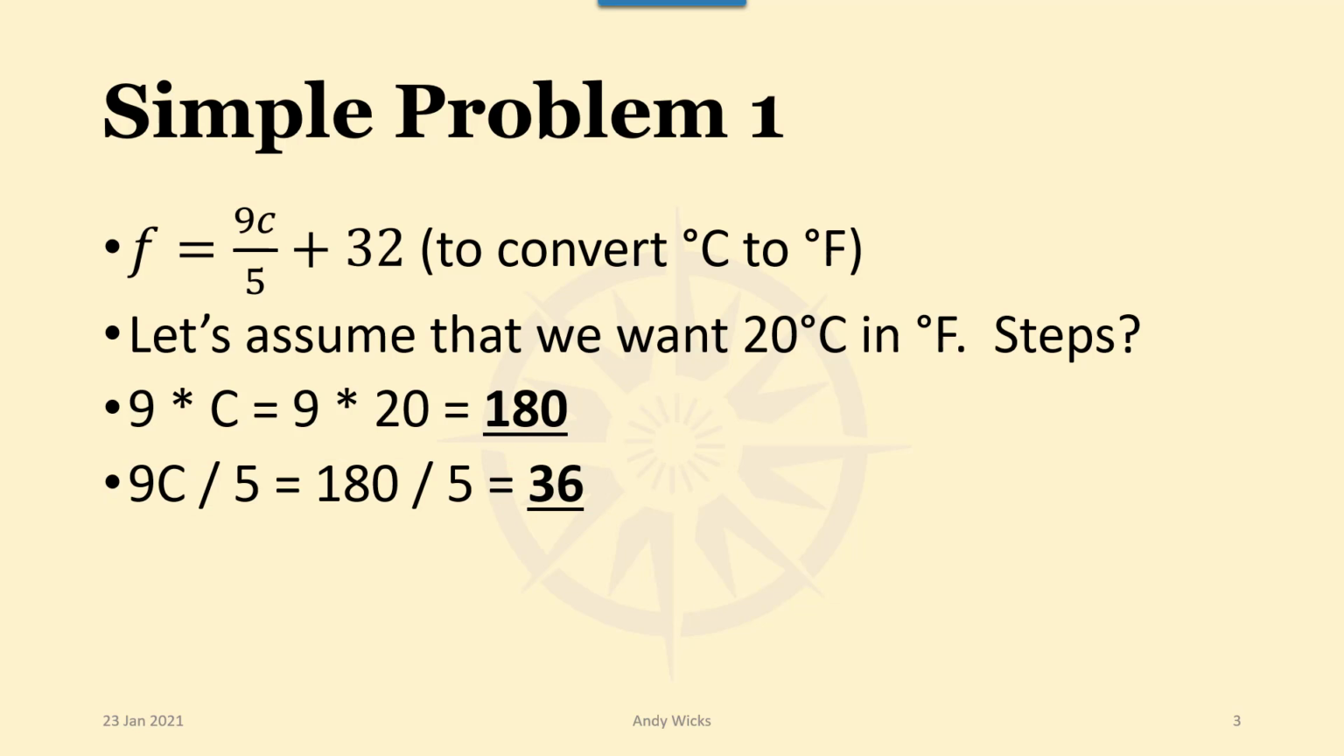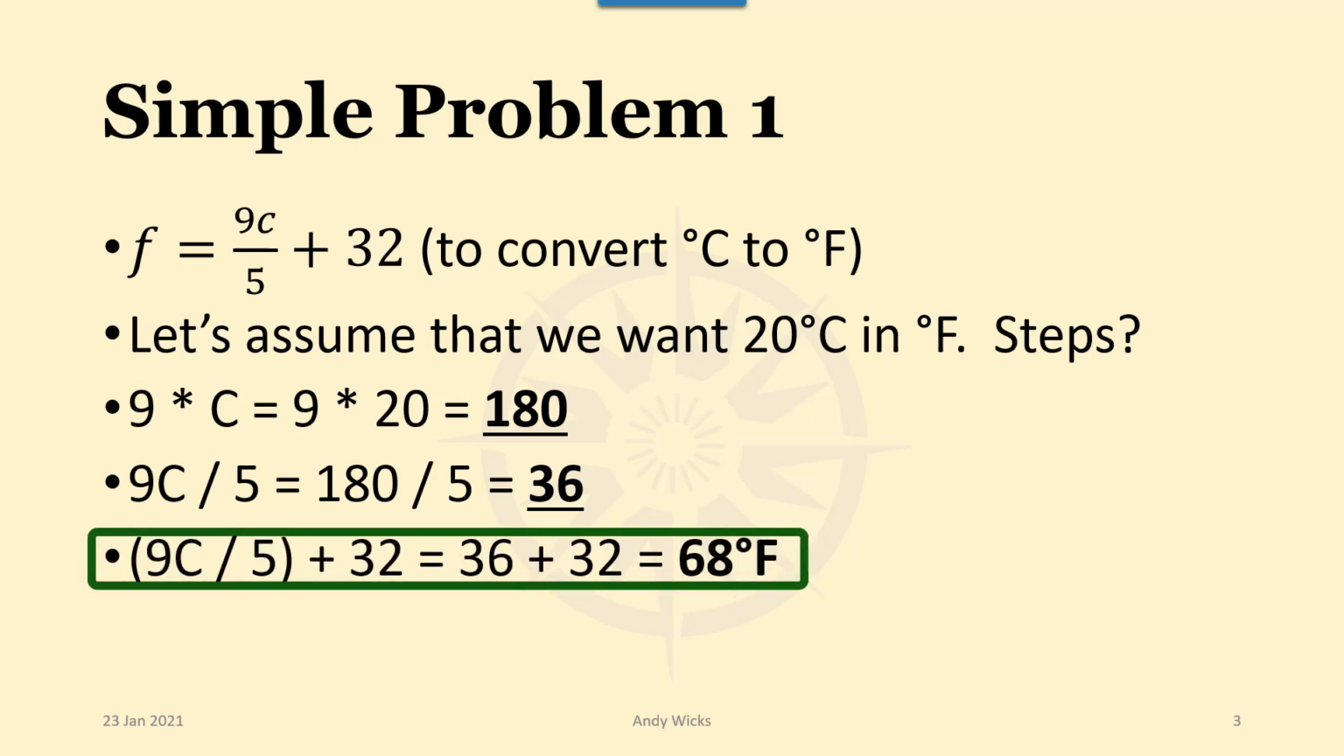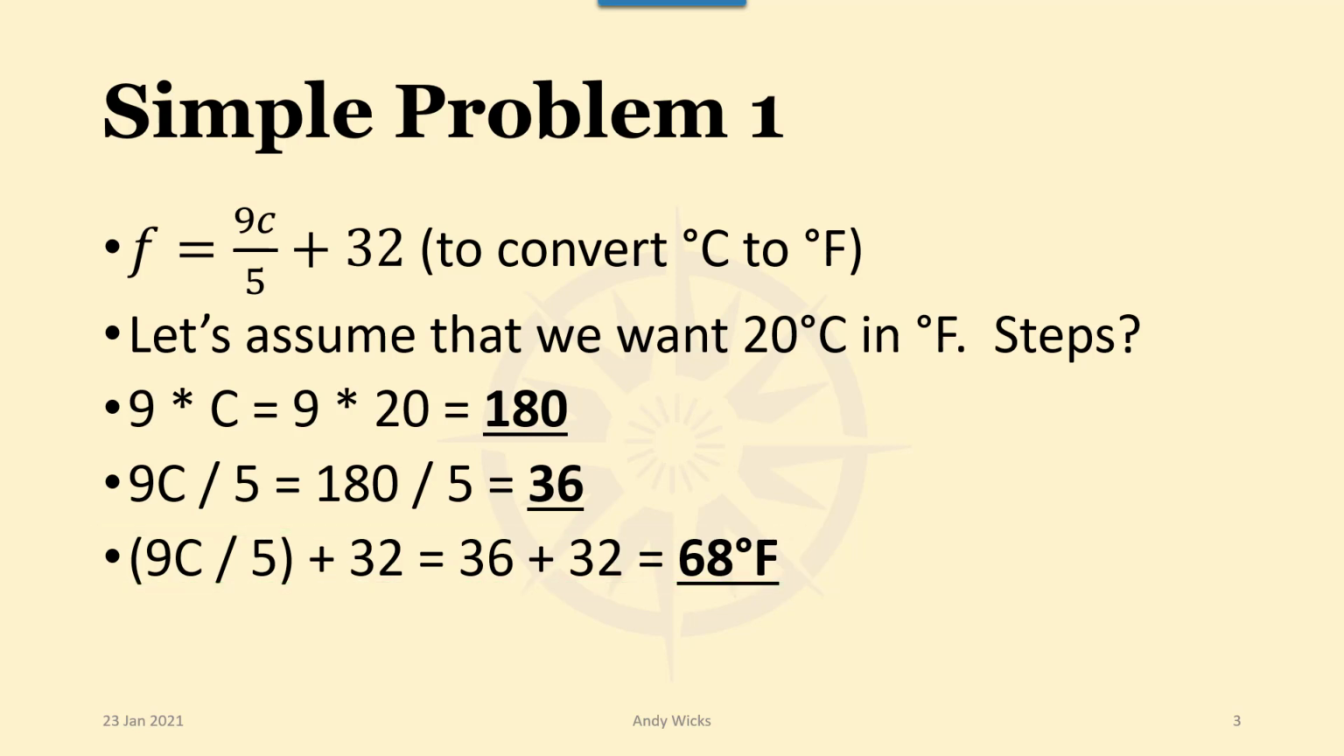Then, having done that, we can divide that answer by 5. So we get 180 divided by 5, and that gives 36. Having got that correct and working, what would we expect the next stage to be? What happens when we add 32? Well, we know that 9c divided by 5 is 36, so it's 36 plus 32, which gives me 68 degrees Fahrenheit. Now that's the theory. Let's see it working in practice.